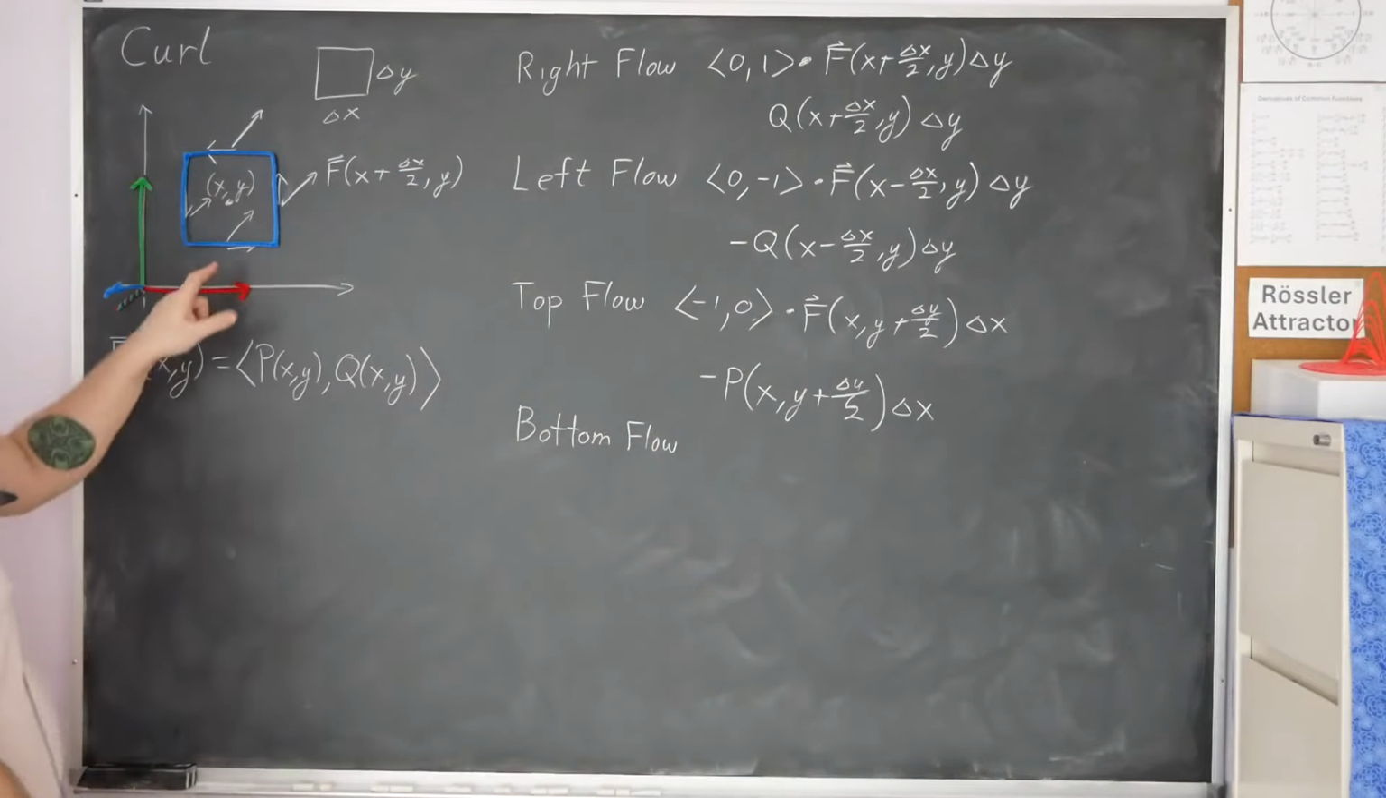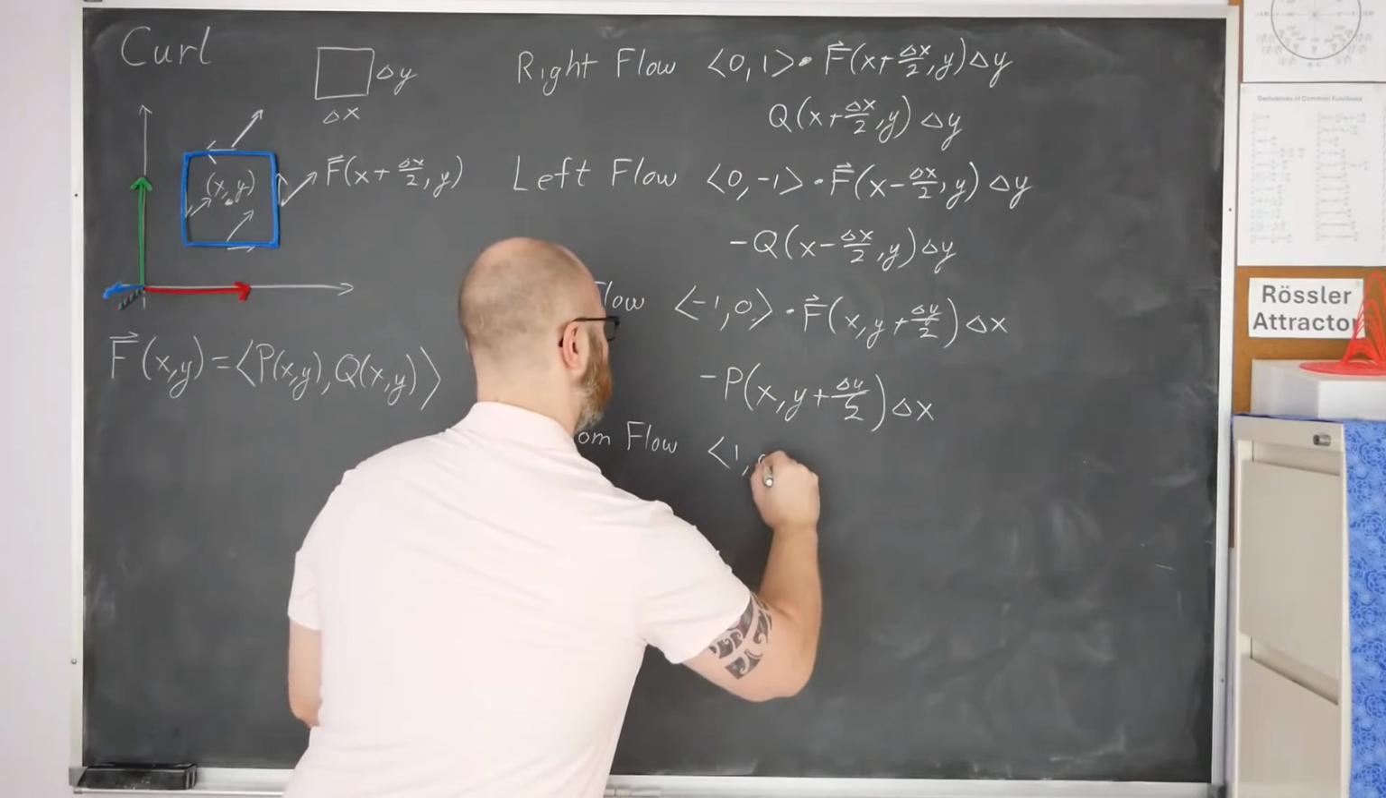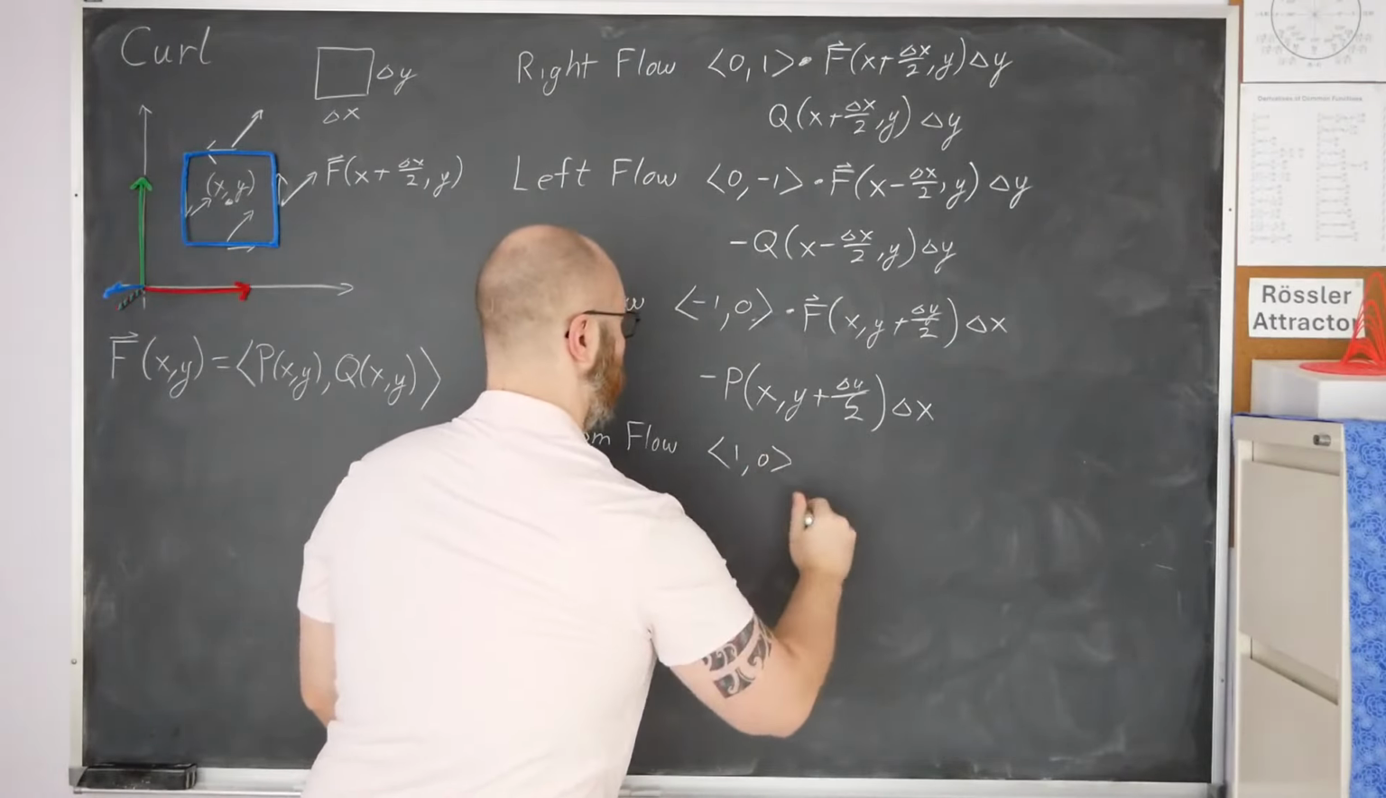And then the bottom flow, the last one. So we have our unit vector pointing to the right, so it's 1, comma 0. Dot f. This one is at the same x value, but the height has gone down by delta y over 2, so now it's minus delta y over 2. So x comma y minus delta y over 2 times the side length, which is delta x. So the total flow. Simplify that, 1 times p from the dot product, 0 times q. So we get p of x comma y minus delta y over 2. There we go, delta x.